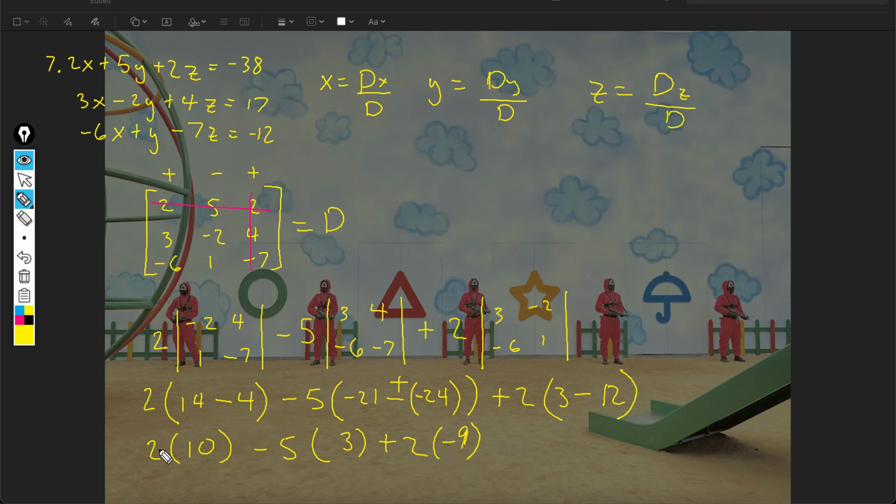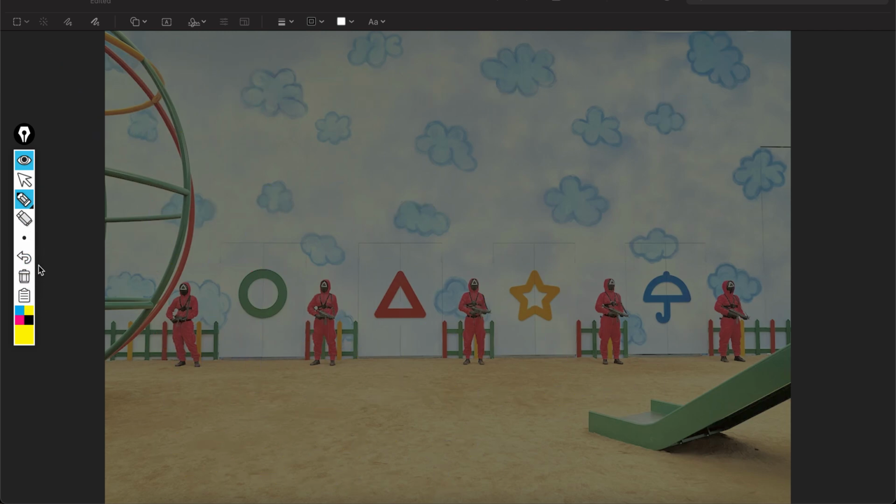Okay, so now 2 times 10, 20. 5 times 3, 15, but negative 15 because of that minus, right? Negative times a positive, positive times a negative, we know it's going to be a negative. 2 times 9, 18. Hey Siri, 20 minus 15 minus 18. 20 minus 15 minus 18 is negative 13. Wonderful. So now we found the value for D. It is negative 13. So I need you guys to remember that. Okay? So I'm going to erase all this, and we're going to keep going with the next step as soon as I find it. Cool.